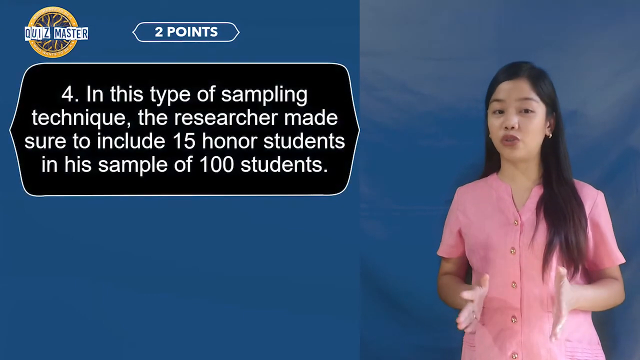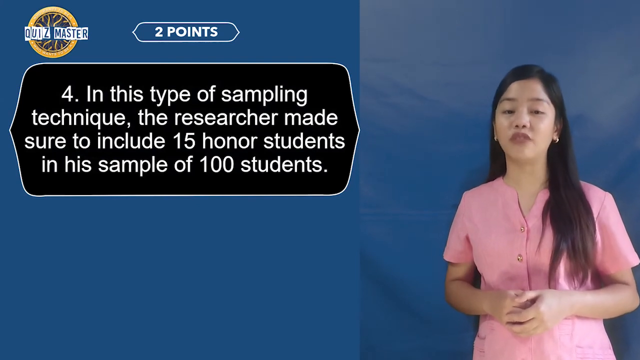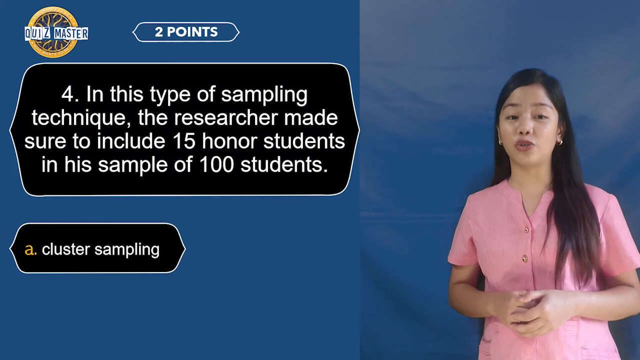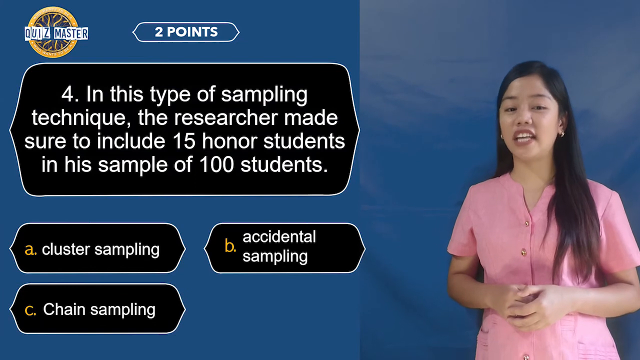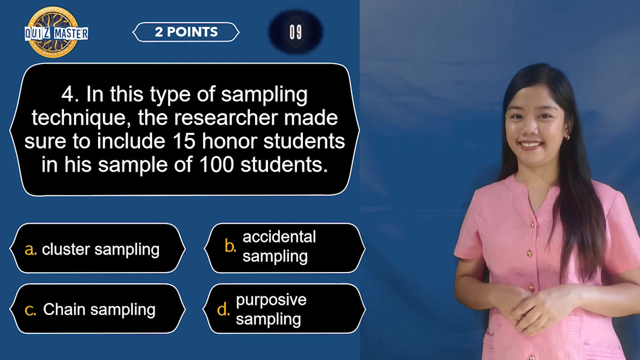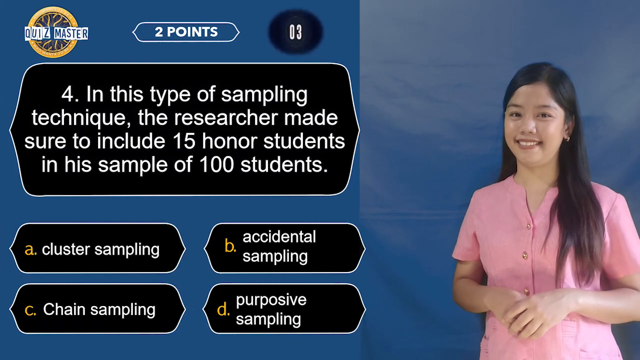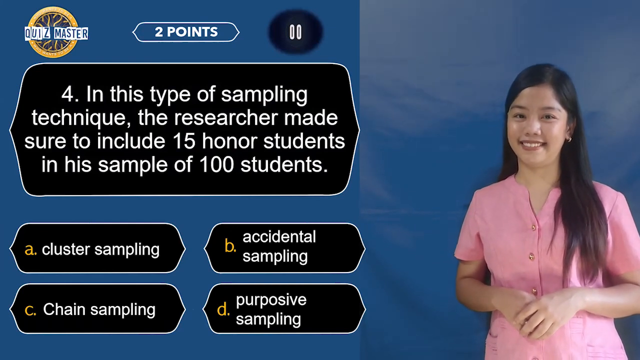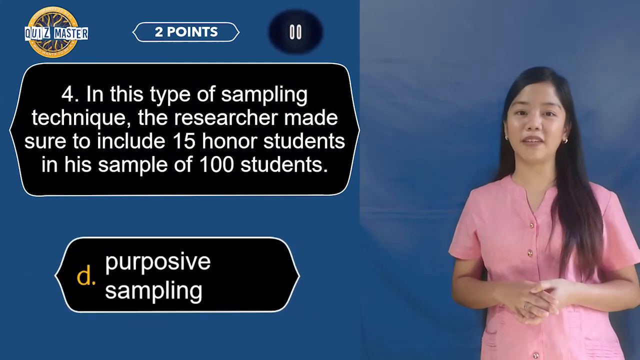Convenience. And for our item number 4, in this type of sampling technique, the researcher made sure to include 15 honor students in his sample of 100 students. A. Cluster sampling. B. Accidental sampling. C. Chain sampling. Or D. Purposive sampling. Correct. The answer is letter D, purposive sampling.